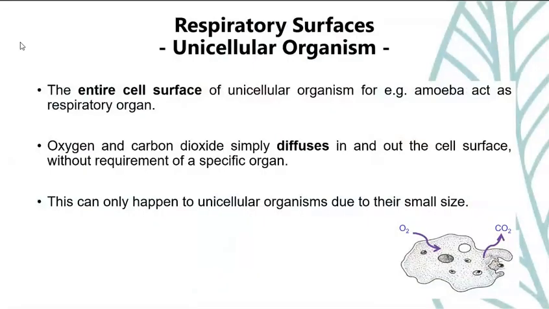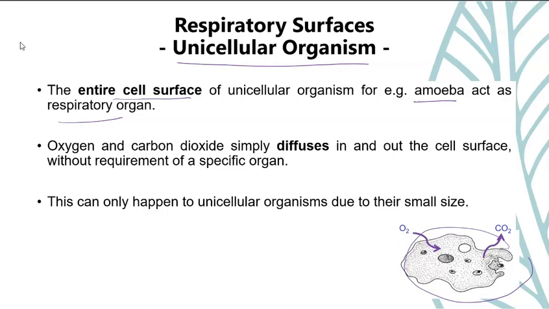Okay, so we are going to look at the respiratory surface for unicellular organisms. The entire cell surface of a unicellular organism such as amoeba acts as the respiratory organ. They don't have any circulatory system, they don't have any lungs or any organs. It depends on just a simple diffusion of respiratory gas across the plasma membrane.